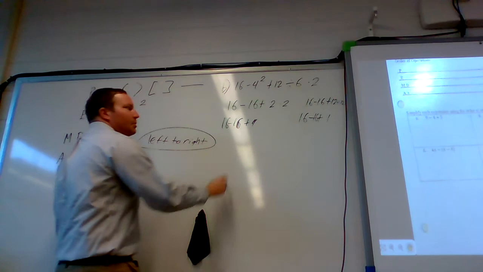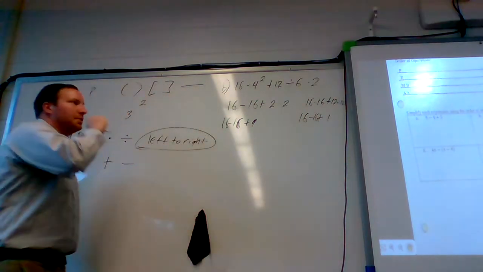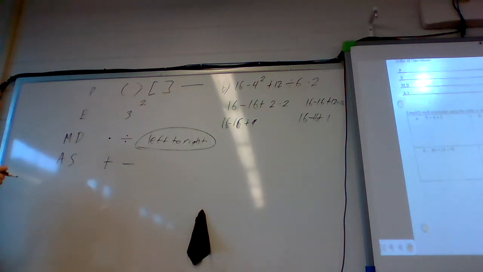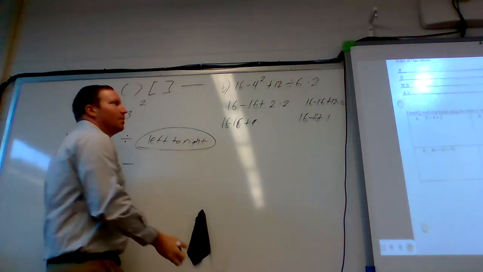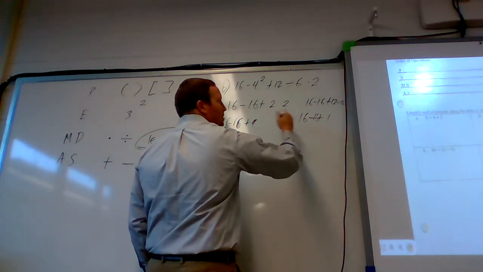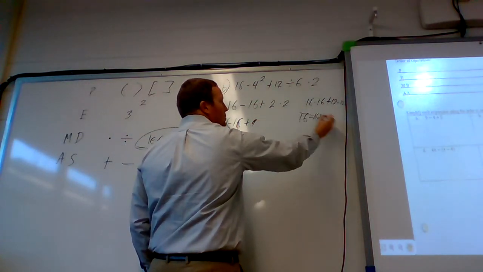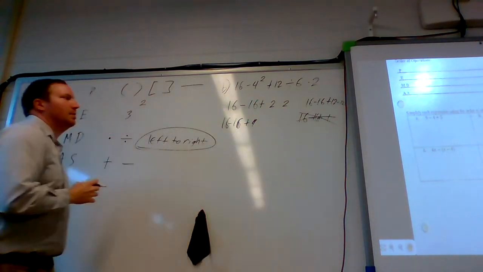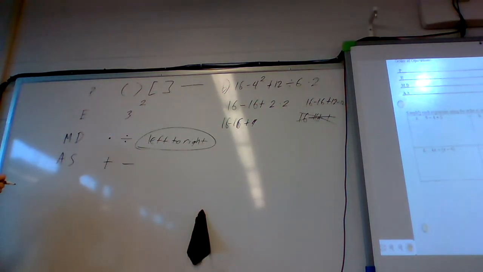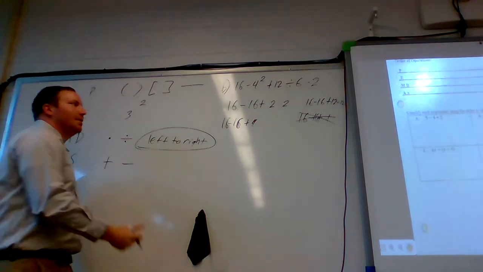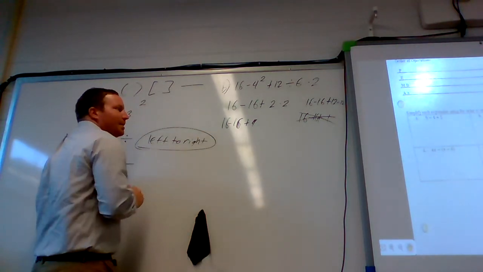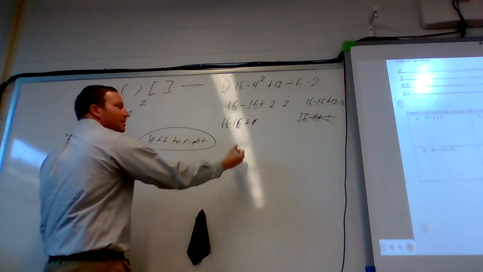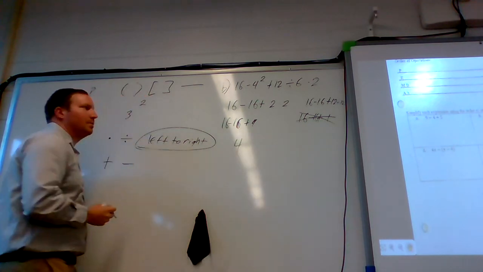So we get 2 different numbers, we get 2 different answers. We do need to go left to right whenever they're out in order like that. So forget what I said earlier. We need to go left to right. Then we have 16 minus 16 plus 4. We get 4 left over.